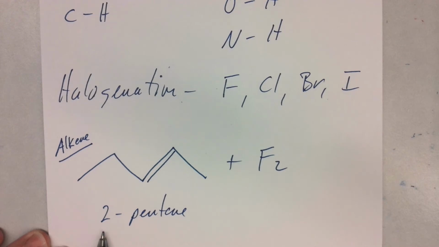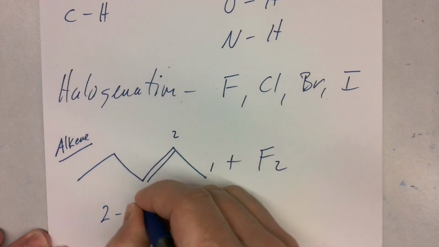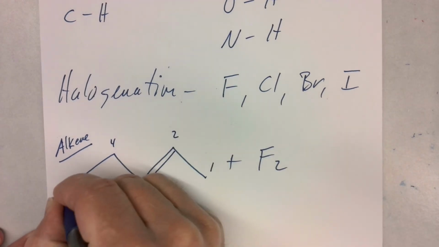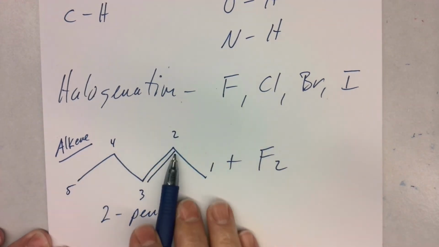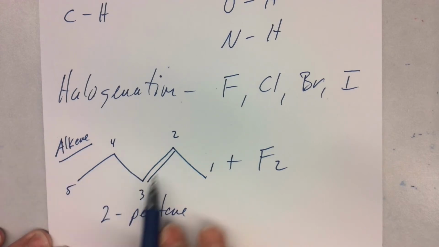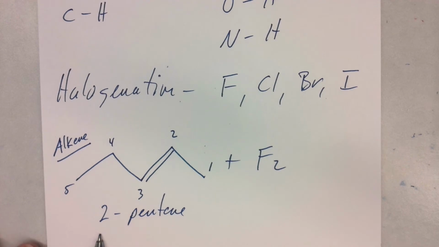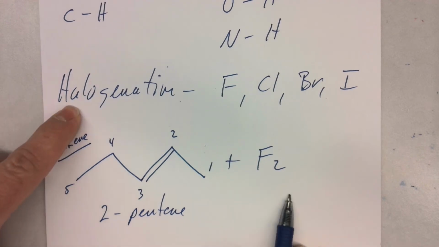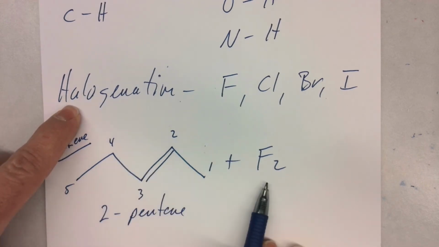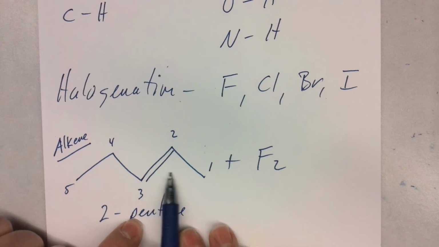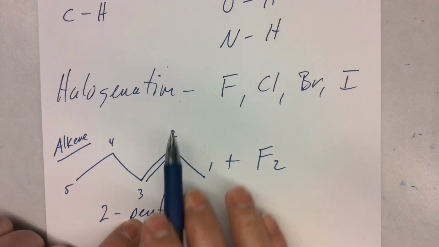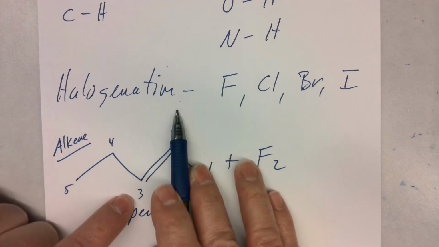Numbering. Exactly, right? I'm going to number it so it has the lowest number, so I would have to go 1, 2, 3, 4, 5, and not the other way, because this way it's a 2, whereas if I went the other way it would have been a 3, and I need that number to be as low as possible, right? So what will happen is this will simply break this bond, and it'll put an F there or an F there.